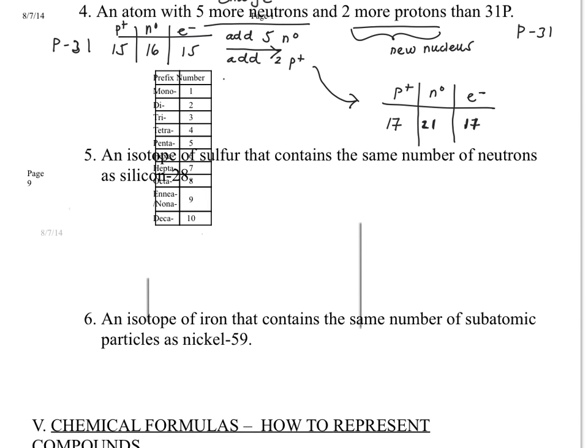And we can turn to the periodic table to identify what our new nucleus is. And if you go to the periodic table, it's chlorine that has an atomic number of 17. And if we add 17 protons plus 21 neutrons, our mass number is now 38.